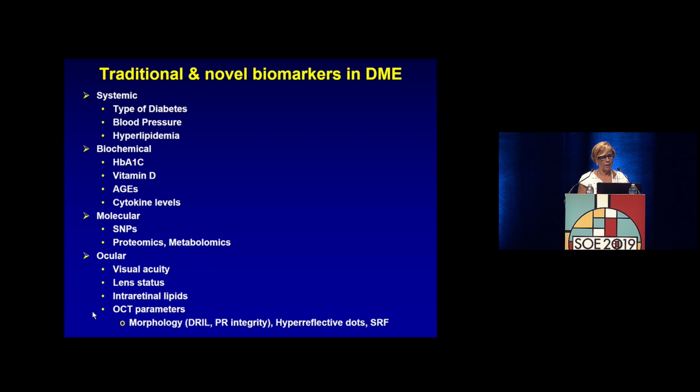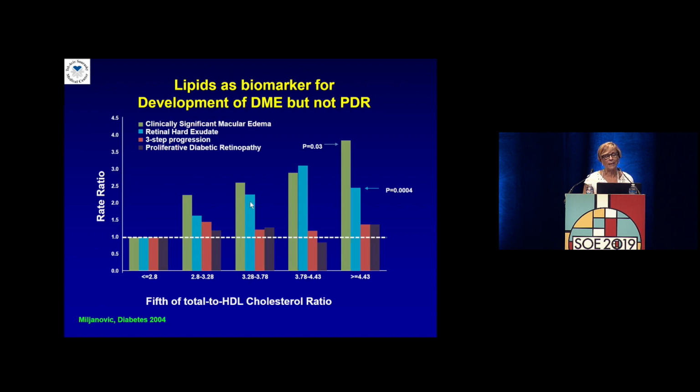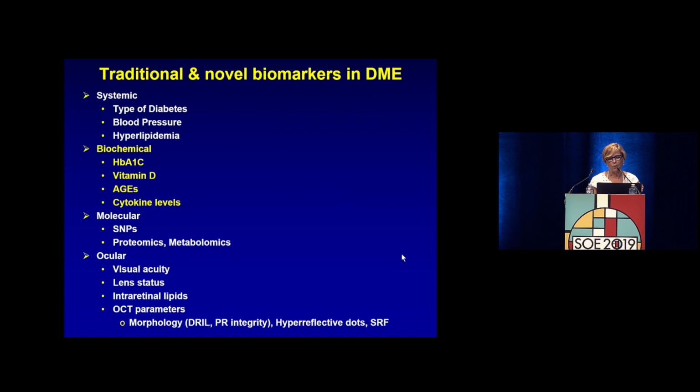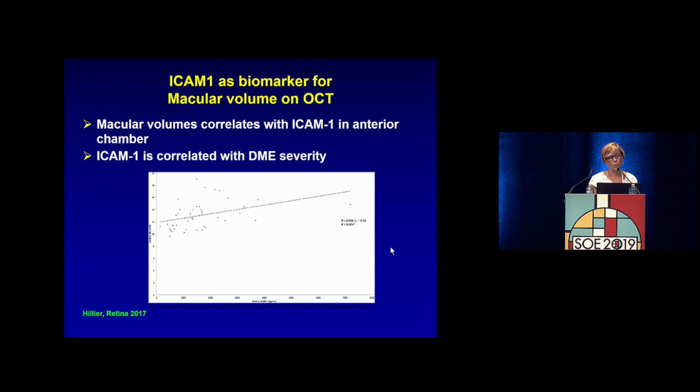So in diabetic macular edema, there have been multiple biomarkers that have been suspected as being indeed predictive: systemic, biochemical, molecular, and ocular. From the systemic parts, the 3 that are listed here, type of diabetes, blood pressure, and hyperlipidemia, have been implicated as biomarkers, but the only one that I found that was really significant was the level of lipids, and also only for the development of diabetic macular edema and not for the development of the level of retinopathy.